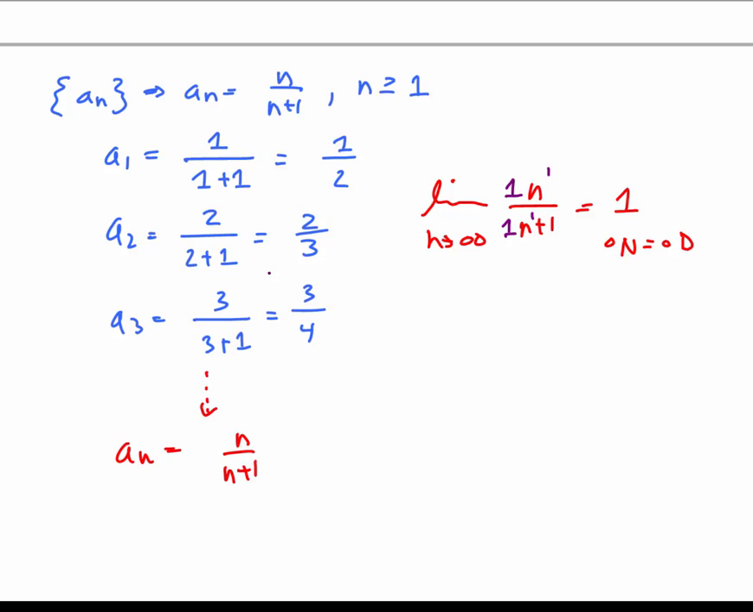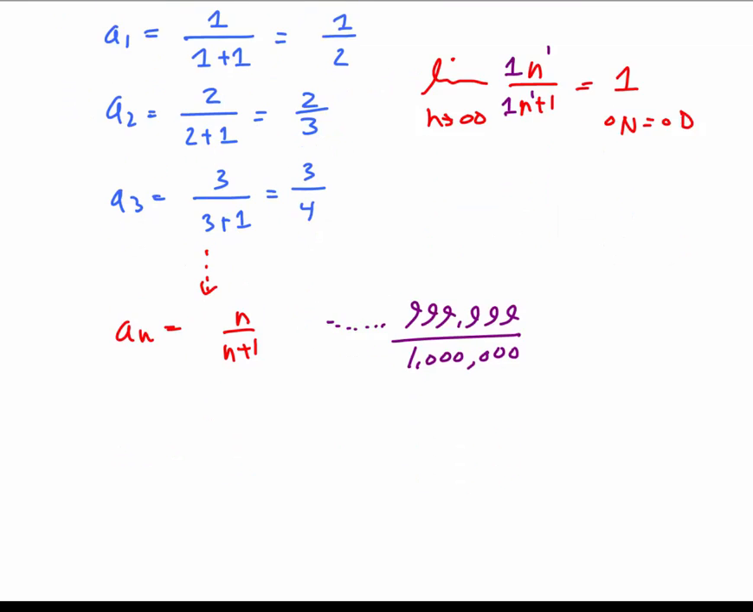They'll never equal 1. But as my terms go out, they'll get larger and larger. So at some point I might have something like 999,999 over a million. Still not 1, but it's getting very, very, very close to 1. So that's kind of what's going on with this idea of a sequence.